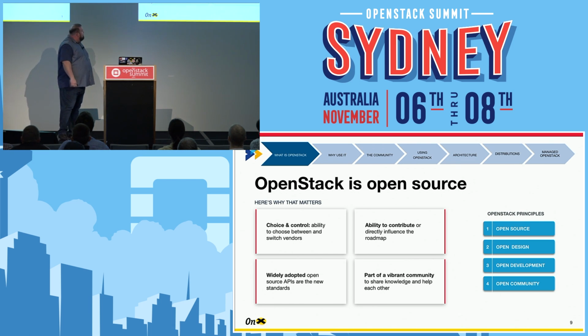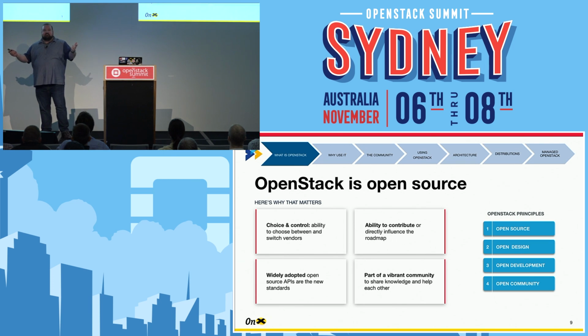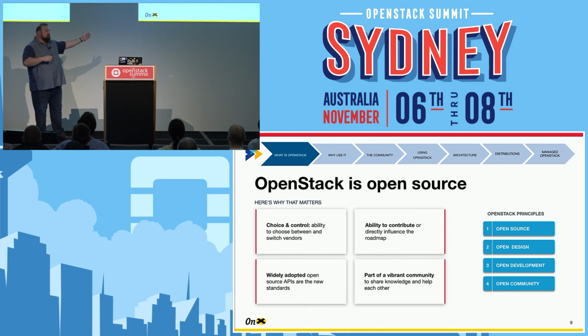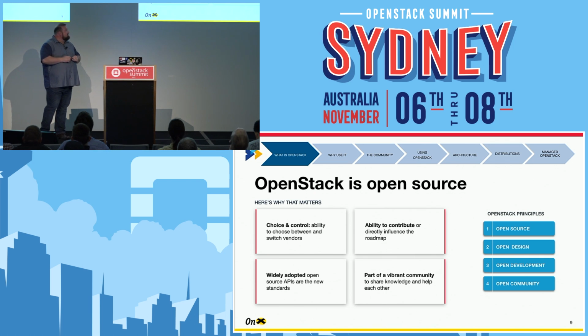Widely adopted open source APIs. REST APIs, I mean, who doesn't use REST APIs anymore, right? It's widely adopted, it's everywhere. And part of a vibrant community to share knowledge and help each other. Well, that's why we're here today. That's why I'm here, that's why all the other speakers are here. We're not paid, we come, we do this out of our belief that this is a great platform and that we want to help others. Four OpenStack principles, you'll hear some about this if you go to other beginner sessions.